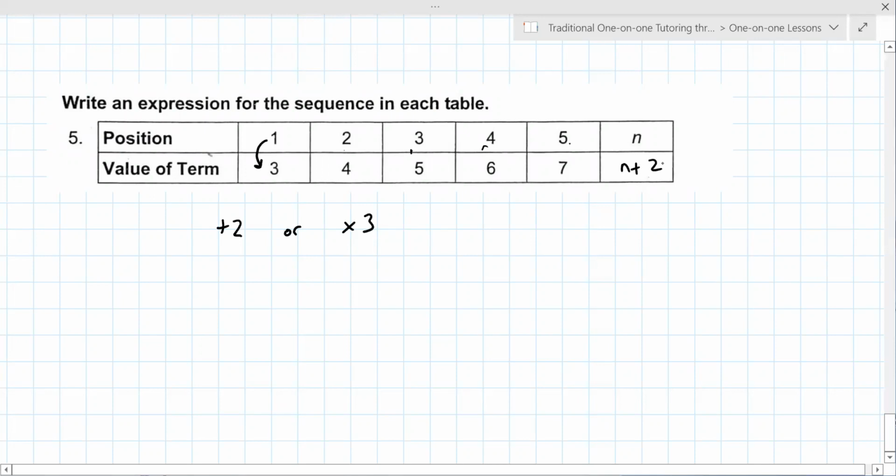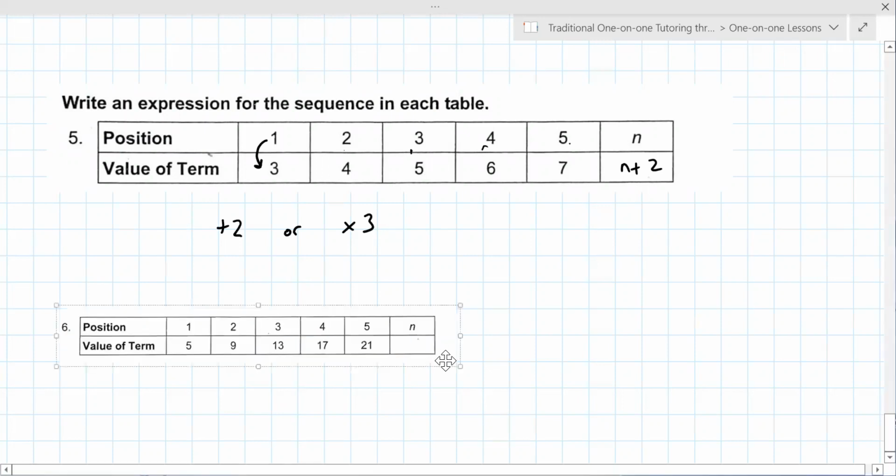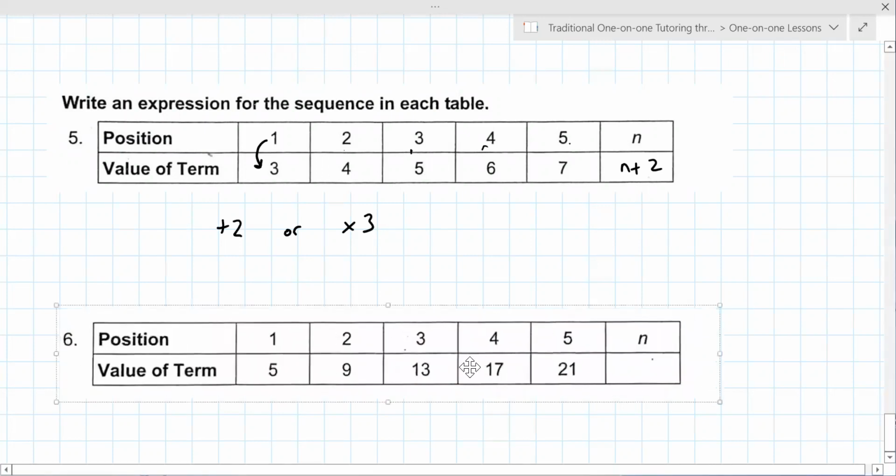Now the next one. Are you adding, or are you multiplying? No, so this one is a little bit different. It's a more complex one. To me, it's kind of out of scope for you. But what you probably notice is that these numbers are going up by the same amount each time. 5, 9, 13. They're going up by 4.